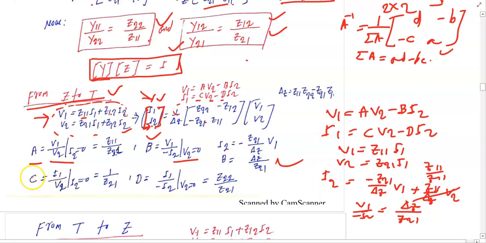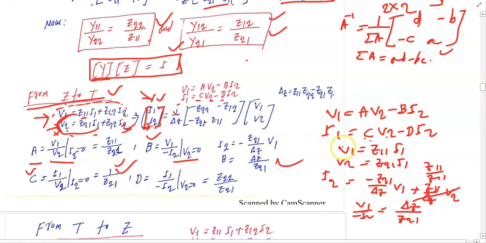Very straightforward. Now come to parameter C. Parameter C is defined as I1 upon V2 when I2 equal to 0. You can see the answer in the second equation. Put I2 equal to 0 here, and you get I1 upon V2 equal to 1 upon G21.